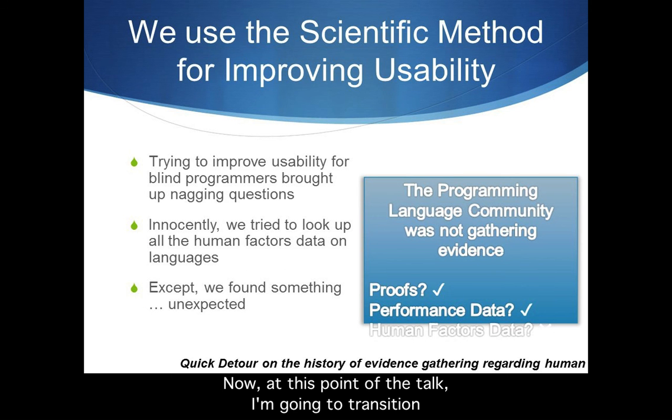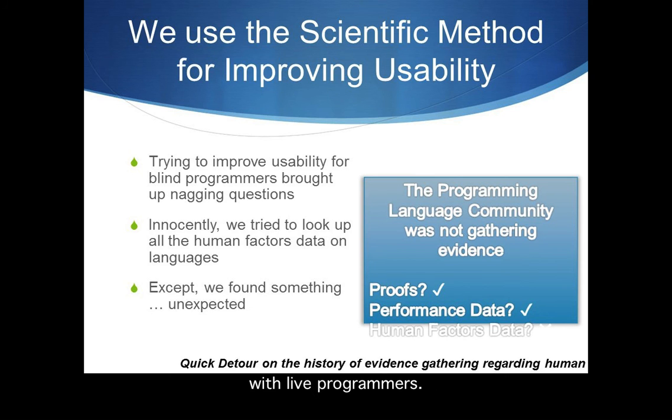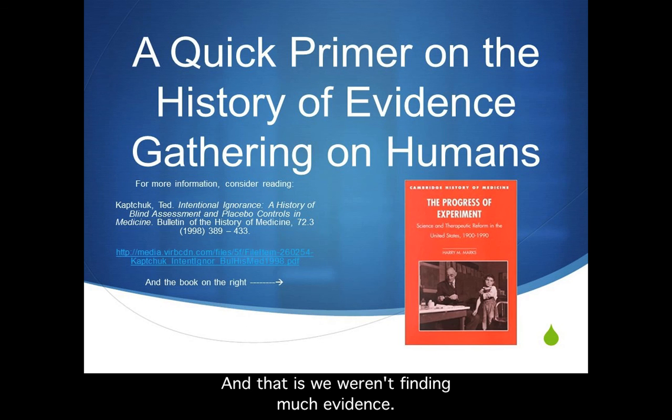Now, at this point in the talk, I'm going to transition a little to say how we actually go about that, and it's going to sound sort of coy: we use the scientific method to make things easier. That sounds easy to say, except when we were first investigating how to make programming easier for human beings, we found something rather odd when we were working with blind programmers. And that is we weren't finding much evidence.